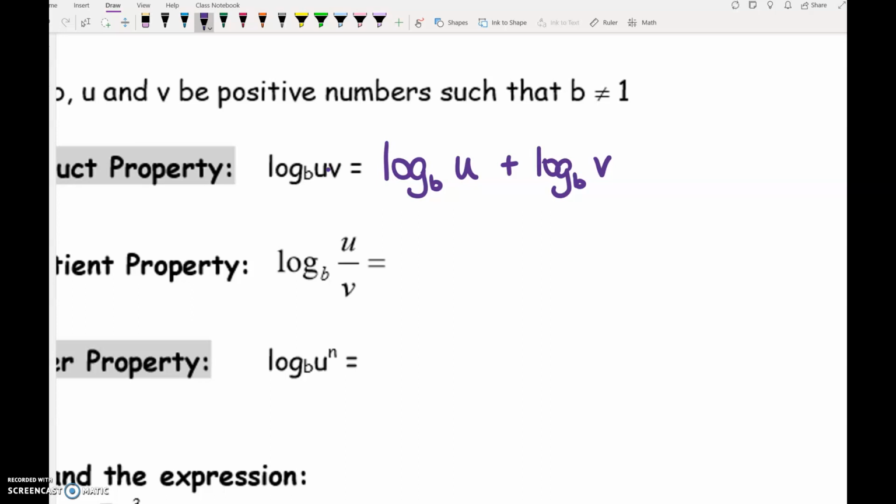So if multiplication means that we connect them with plus, what do you suppose division is going to make us connect the logs with? Multiplication and division are like opposites of each other, so what's the opposite of addition? Subtraction. So this would be log base b of u minus log base b of v.